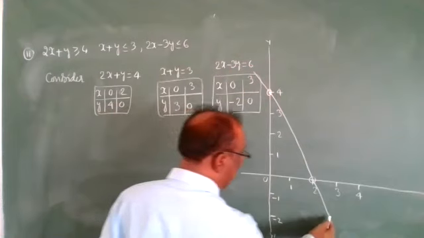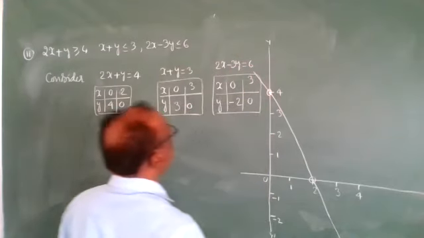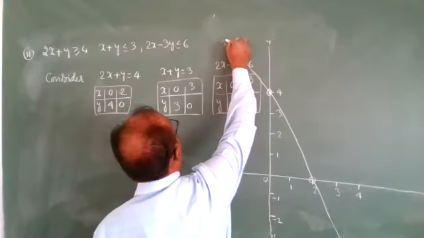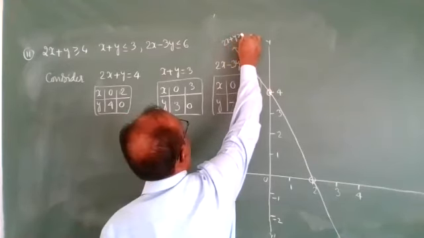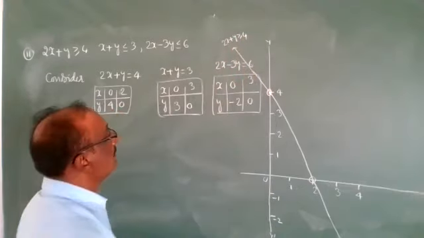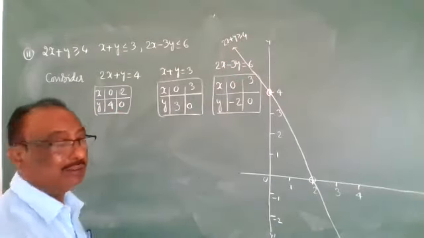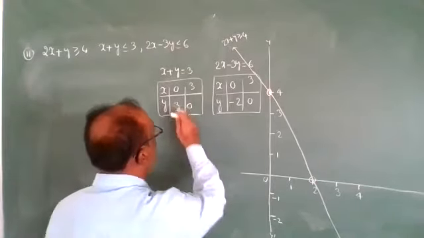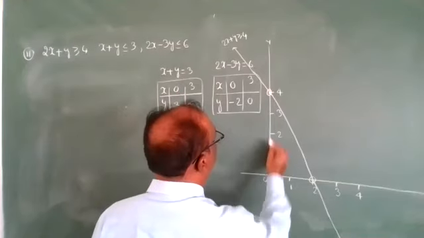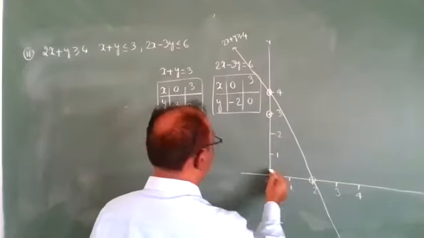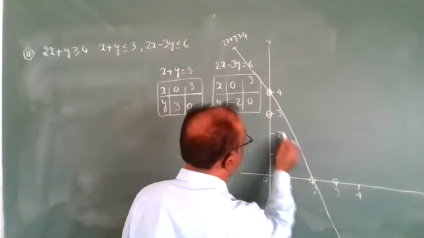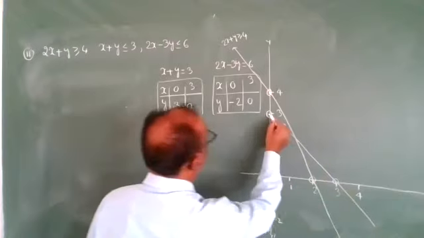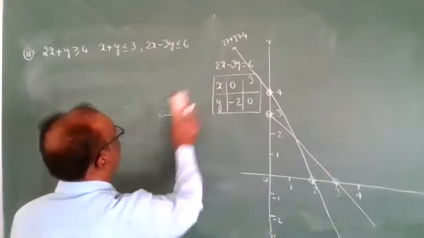Okay, write down this line equation, everyone. This line equation is 2x plus y greater than or equal to 4. So the first table is done. Go through the second table: x 0, y 3; y 0, x 3. Join carefully. The second table is also completed.